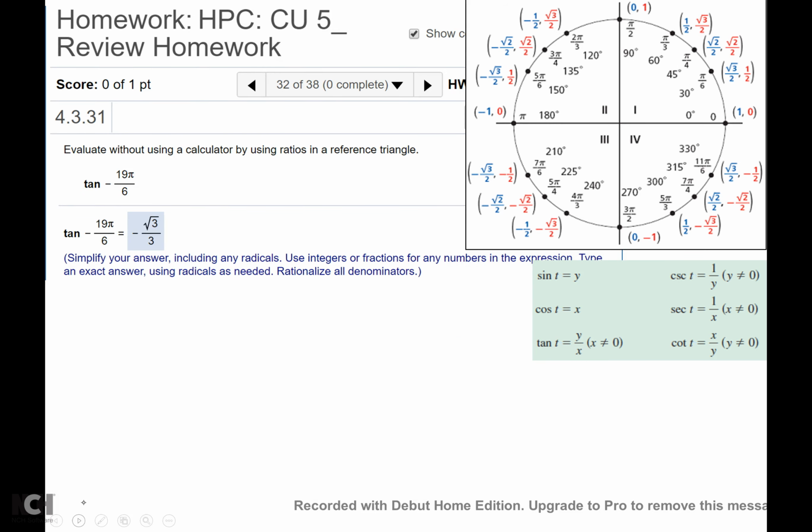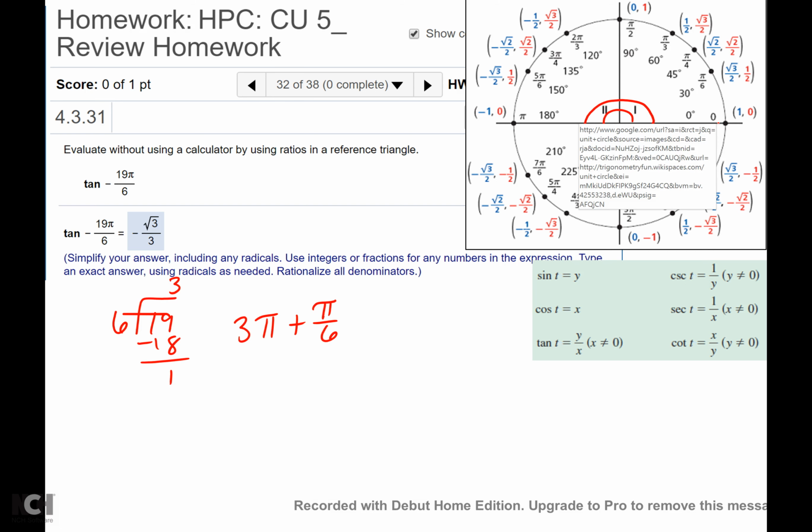Okay, evaluate without using a calculator by using ratios and a reference triangle. 19 pi over 6. Well, 6 goes into 19 three whole times. Take away 18 leaves 1. So you're going to have 3 whole pi's plus another pi over 6. So 1 pi, 2 pi, 3 pi. And 1 pi over 6 would be one more step, which would be right here. Okay, so there's my reference angle.